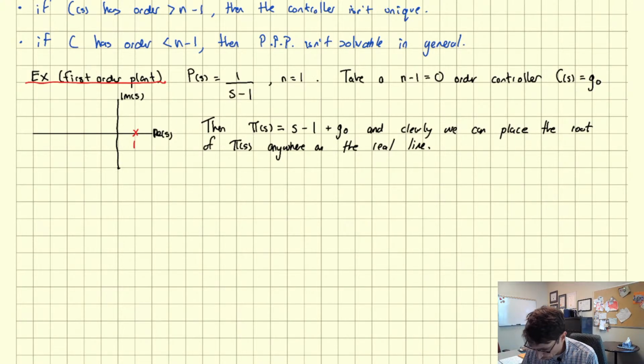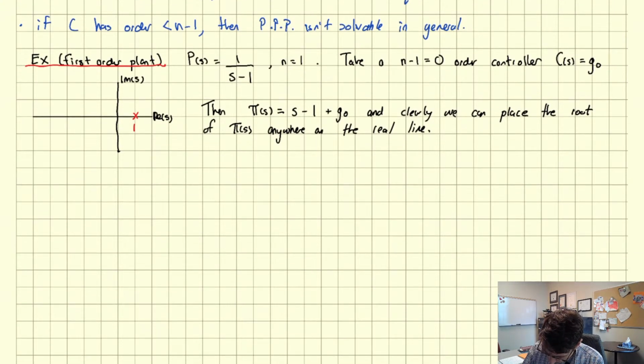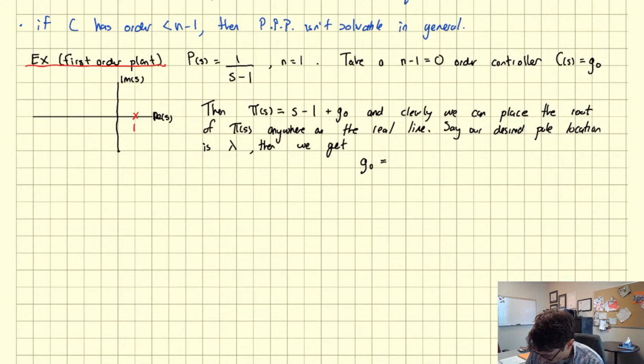Anyway, so in this case, say that our desired pole location is lambda, right? So lambda was the notation we used for the desired poles last class. Then, of course, we get a design equation. g0 equals 1 minus lambda.